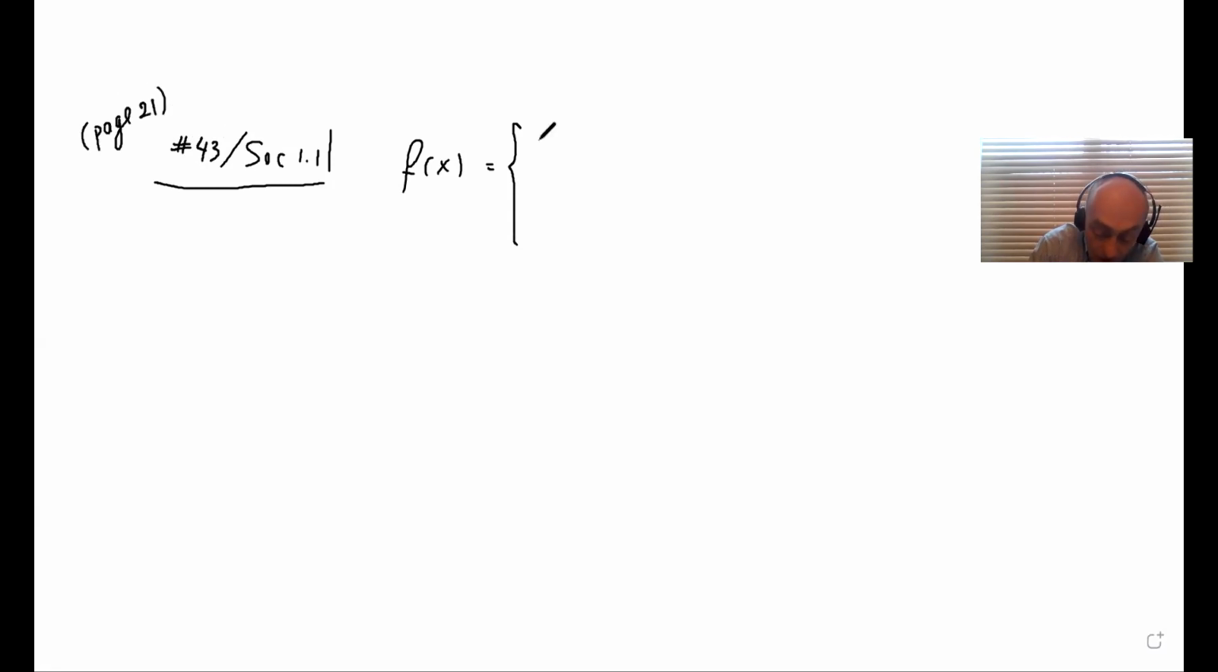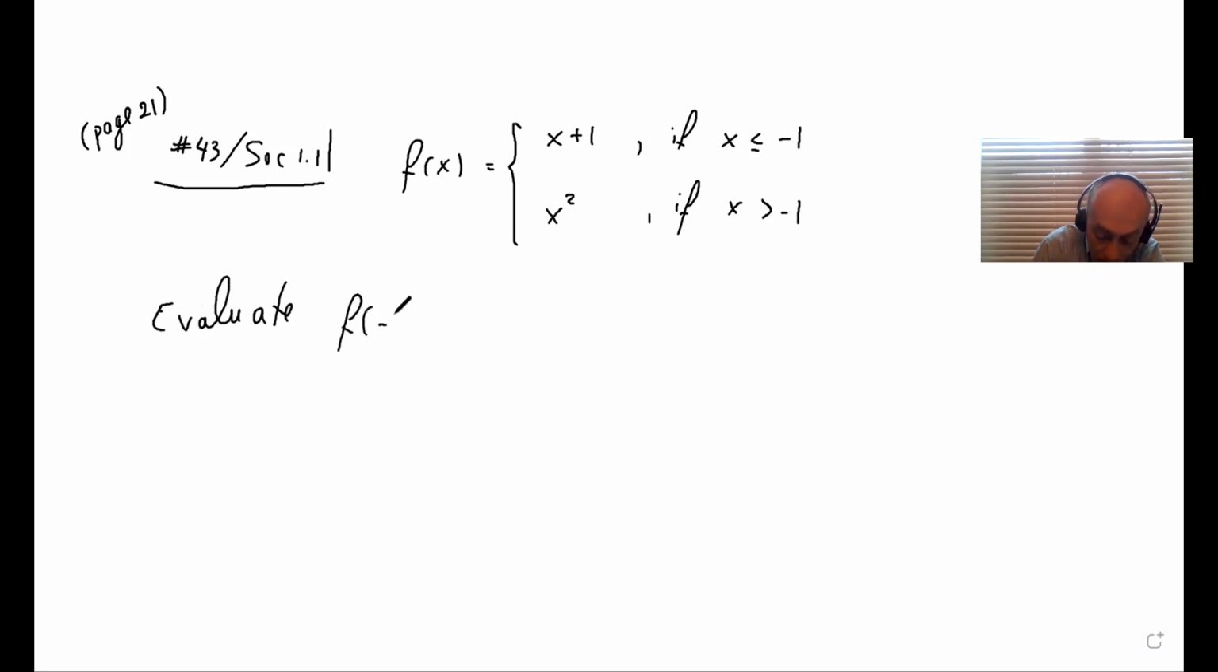So this is on page 21 in the book. All right, so the formula is f of x equals x plus 1 if x is less than or equal to -1, and x squared if x is greater than -1. And the question is relatively simple. It says evaluate, and I'm going to write it down here: f of -3, f of 0, and f of 2.